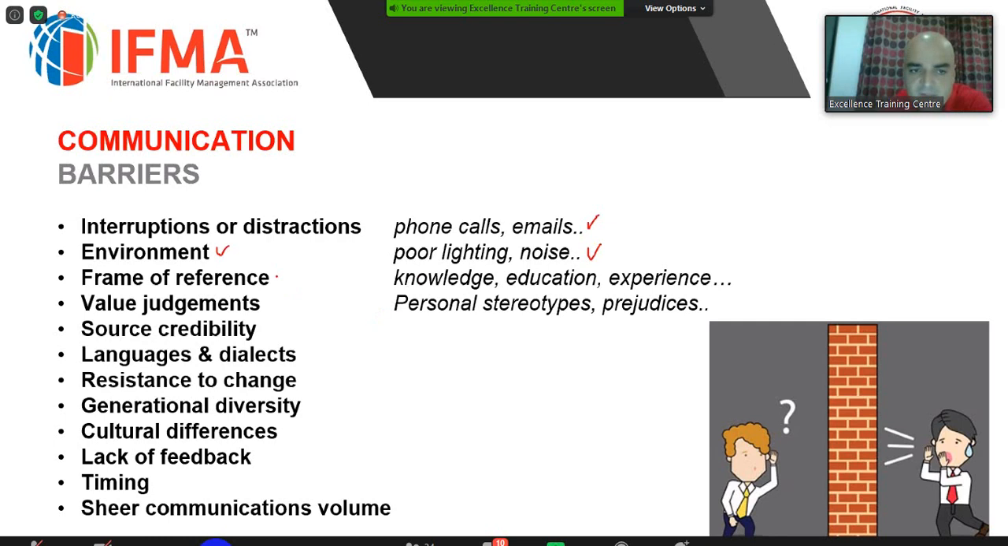Frames of reference. This is again due to our subjectivity, the knowledge, education, and experience. This is a communication barrier. Let's say you are trying to communicate to the people at site, these uneducated laborers, maybe they don't have enough education, and you cannot communicate everything to them directly. You have to go to their level of knowledge, their level of experience.